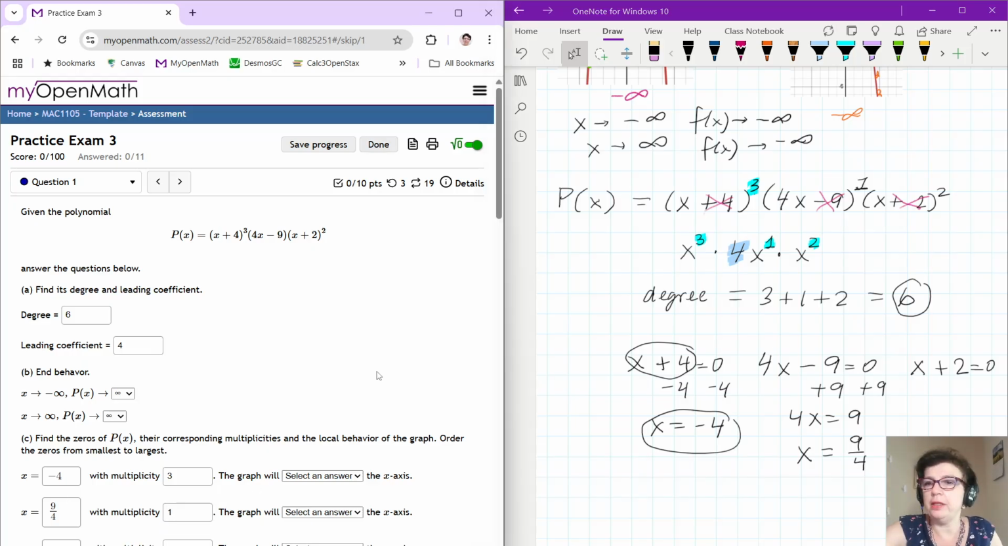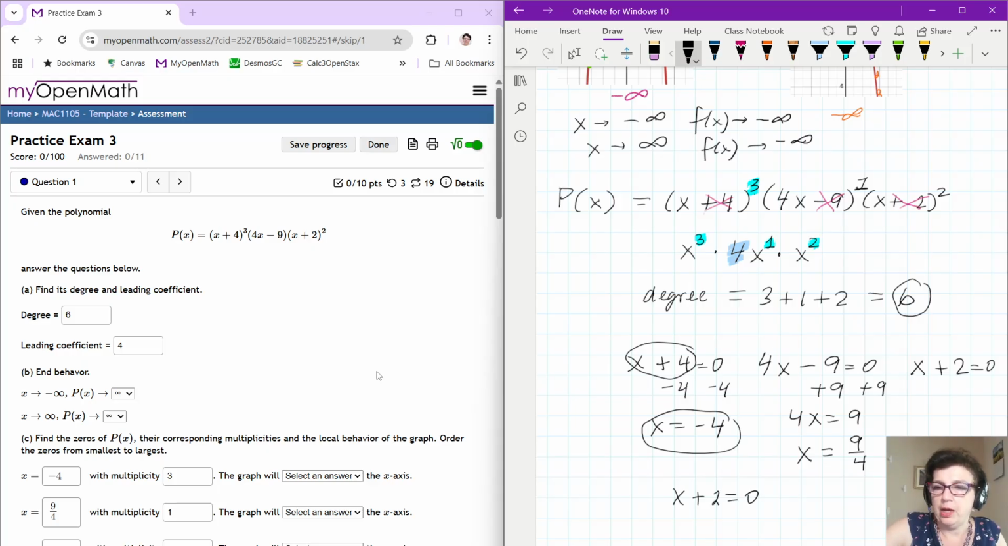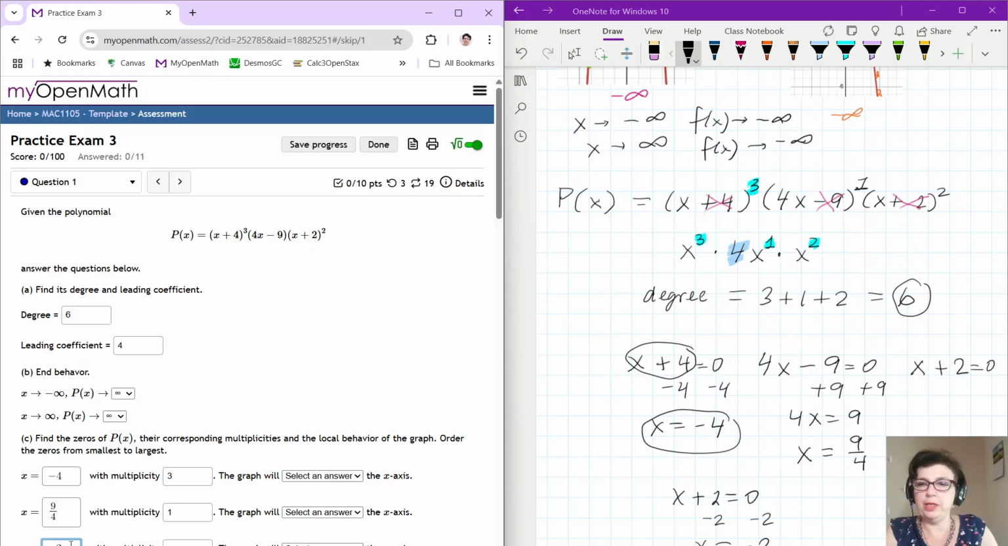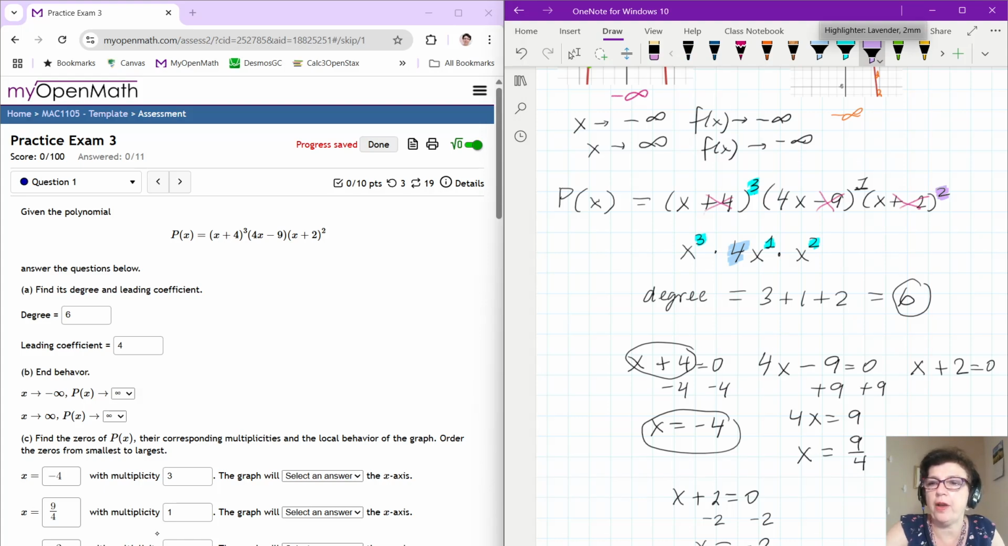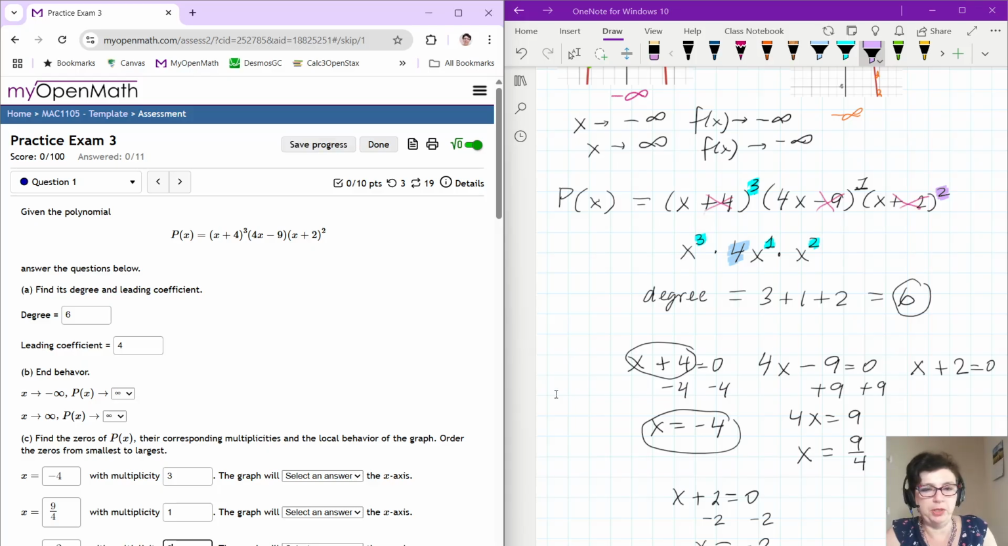Okay, and then finally the x plus 2 term. If I set x plus 2 equals 0, then if I subtract 2 from both sides, I get x equals negative 2. So that's my last zero. What is the multiplicity? Well, I look at the power of that factor. So that's 2. So this is negative 2 with multiplicity 2.